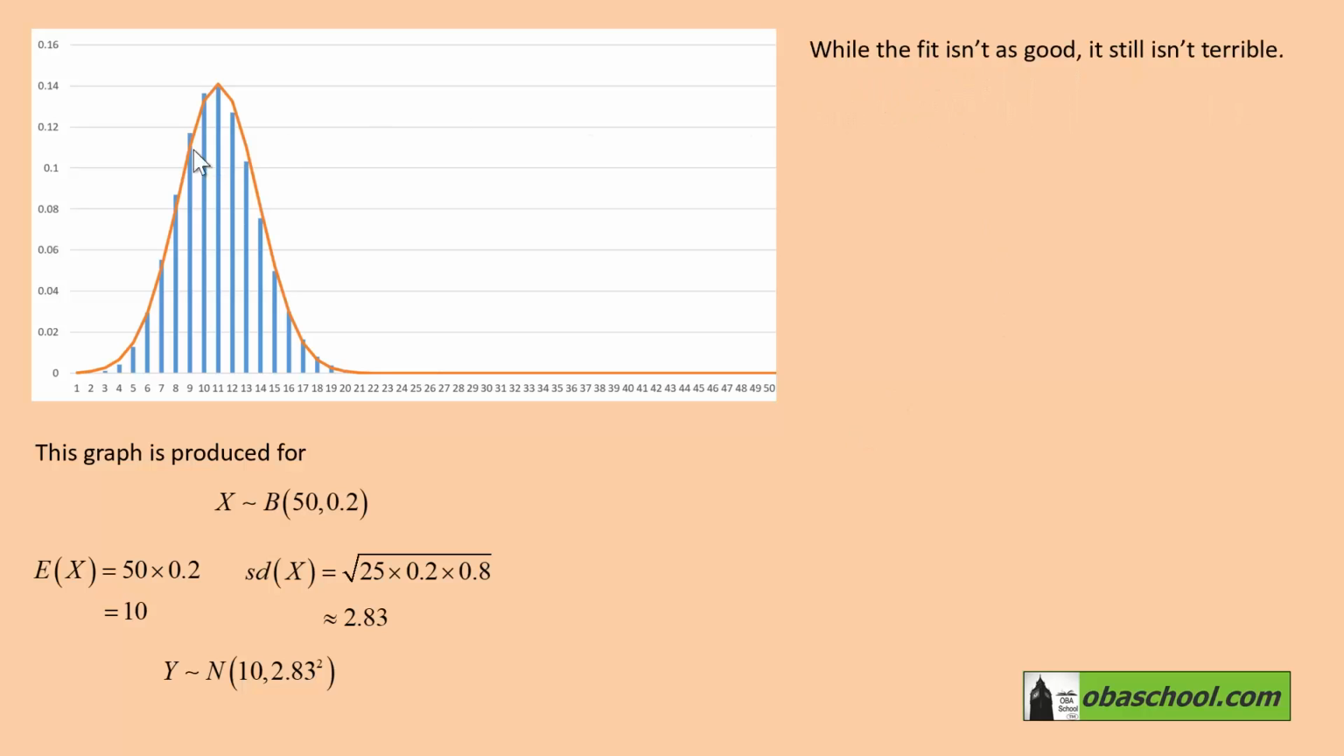While the fit isn't as good, just look at where I've got my cursor here, and you can see it's under here. It still isn't terrible. Generally, the normal is a better approximation when n is large and p is close to 0.5. But as we can see here, the fit isn't terrible. And even with a probability of 0.2, if n is much larger, we get a better fit.